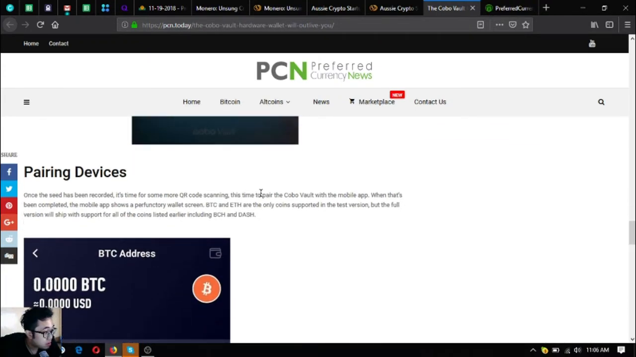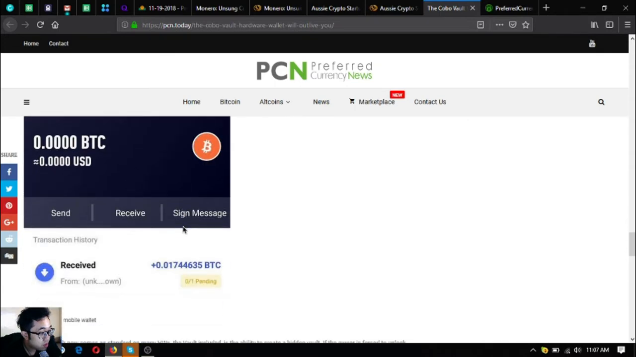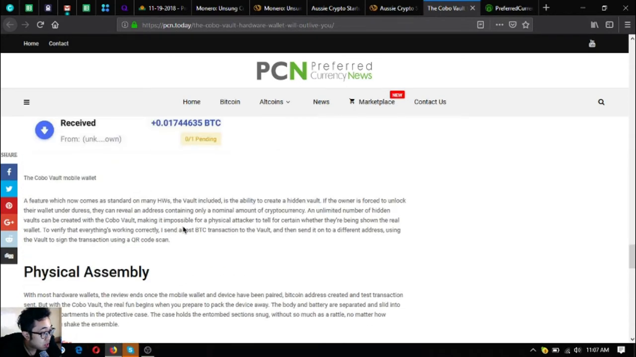Pairing devices. Once the seed has been recorded, it's time for some more QR code scanning, this time to pair the Cobalt with the mobile app. When that's been completed, the mobile app shows a perfunctory wallet screen. BTC and ETH are the only coins supported in the latest version. The full version will ship with support for all the coins listed earlier, including BCH and Dash. So, the Cobalt mobile wallet.